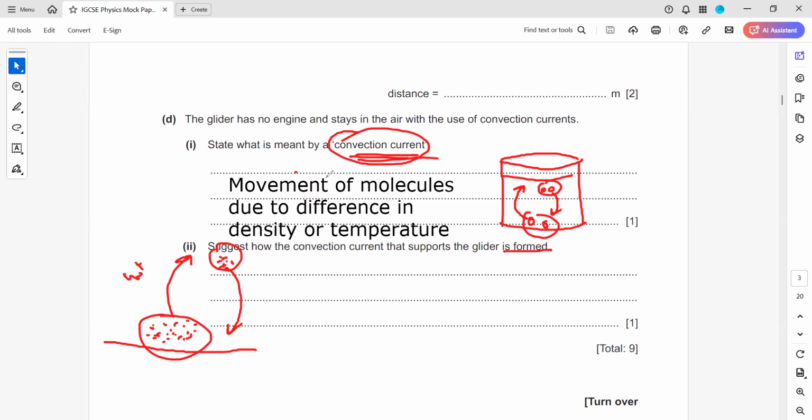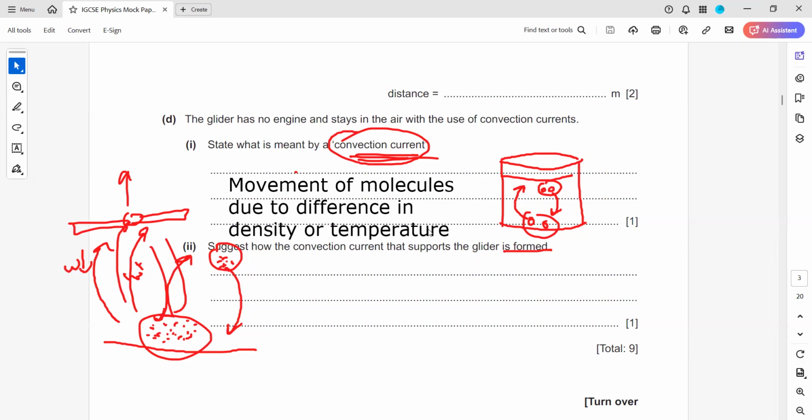We'll mention the hot energetic molecules, which have a low density, will move up, and the cold, less energetic molecules will sink, which applies pressure on the glider and supports the glider. For example, this is a glider. How is this glider supported? The hot air is moving up, cold air is moving down. Continuously the hot air is hitting the glider, which provides an upward force balanced with the weight, which is downward. That's why the glider will remain in air.